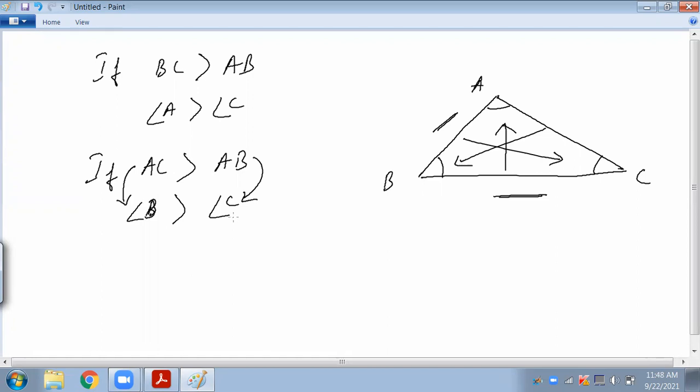So the angles that are opposite to the greater side or bigger side will be greater, and in the same way the side opposite to the larger angle is longer.